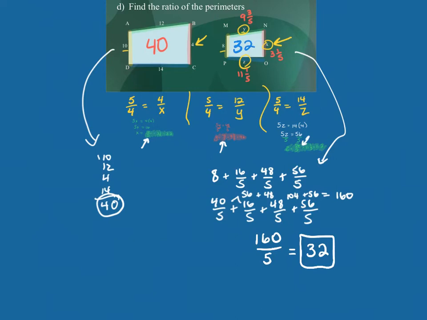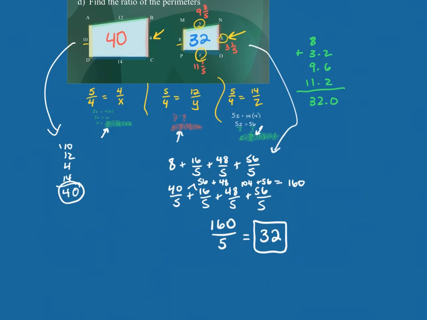You could have also added your decimals, like I could have done 8 plus 3.2 plus 9.6 plus 11.2, and I would have gotten the same thing. You could have also added your mixed numbers, so I would have gotten 8 plus 9 3/5 plus 11 1/5. Oh, and I skipped the first one. Plus 3 1/5. Add up all the whole numbers.